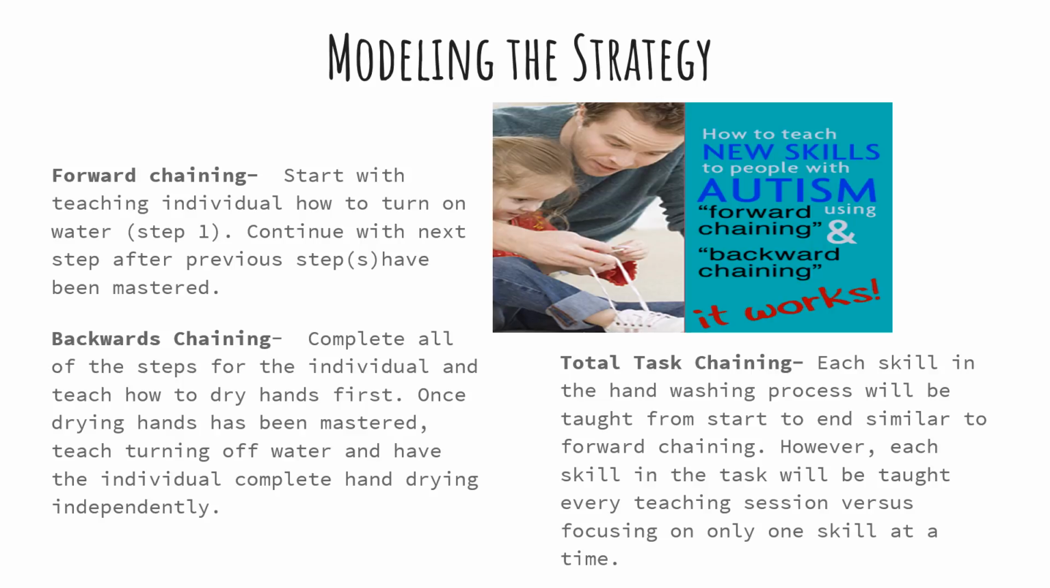Our third strategy would be total task chaining, in which each skill in the hand washing process will be taught from start to end, similar to forward chaining. However, each skill in a task will be taught every teaching session versus focusing on only one skill at a time. So each time this person comes to the sink, they will practice each step 1 through 7 in order. In total task chaining, some steps might be mastered out of order as compared to forward and backwards chaining, which are usually mastered in order taught.